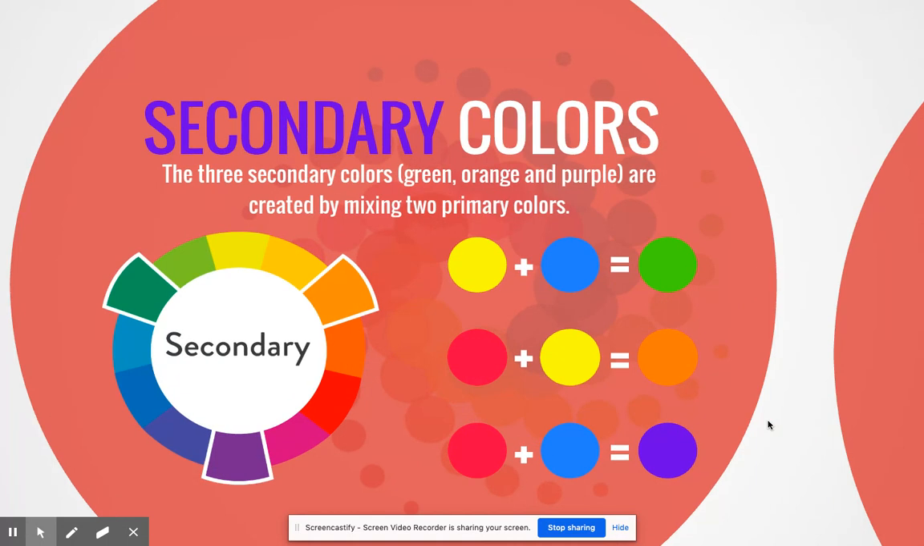All right, secondary colors. The three secondary colors are green, orange, and purple, and they're created by mixing two primary colors together. Remember, primary colors from our last slide are red, blue, and yellow. If you mix any two of those primary colors together, you're going to get a secondary color. So for instance, yellow plus blue equals green, red plus yellow equals orange, and red plus blue equals purple. Those are the three primary color mixtures. Here are all of your primary colors, and when you mix them together, you get the secondary colors over here. If you look over here on the color wheel, you can see where those are located. They're located in a triangle.